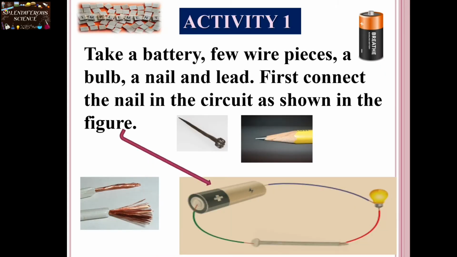Activity 1. Take a battery, a few wire pieces, a bulb, a nail, and lead. First, connect the nail in the circuit as shown in the figure. So you have to connect a battery, a nail, and a bulb.